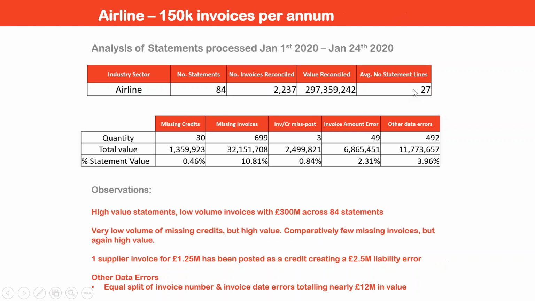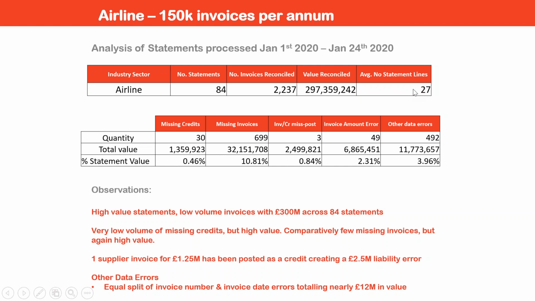Next one we've got is an airline. So they're processing about 150,000 invoices, and there's big value statements on this one. 84 statements, and it's nearly £300 million worth of invoices reconciled, and there's only 27 lines on average per statement. So the missing invoices figure, again, it's 10%, which is not as high as some of the other ones, but it's £32 million worth of missing invoices across 700 documents.